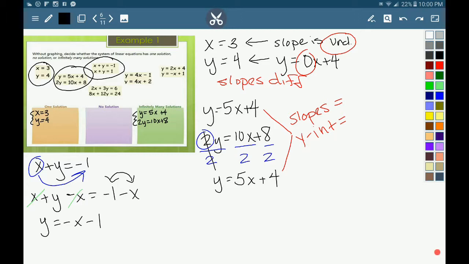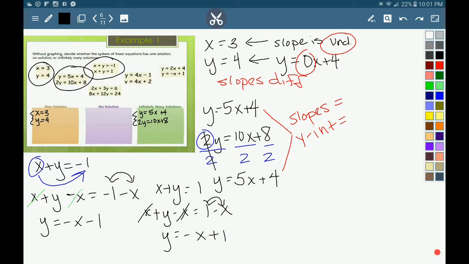The second equation was x plus y equals +1. So I'm going to do the exact same thing. I'm really just going to subtract x from both sides. So x plus y minus x is equal to 1 minus x. So the x's cancel. We're left with y is equal to, and again, I'm going to switch these around, -x, and then that's a +1, so +1.